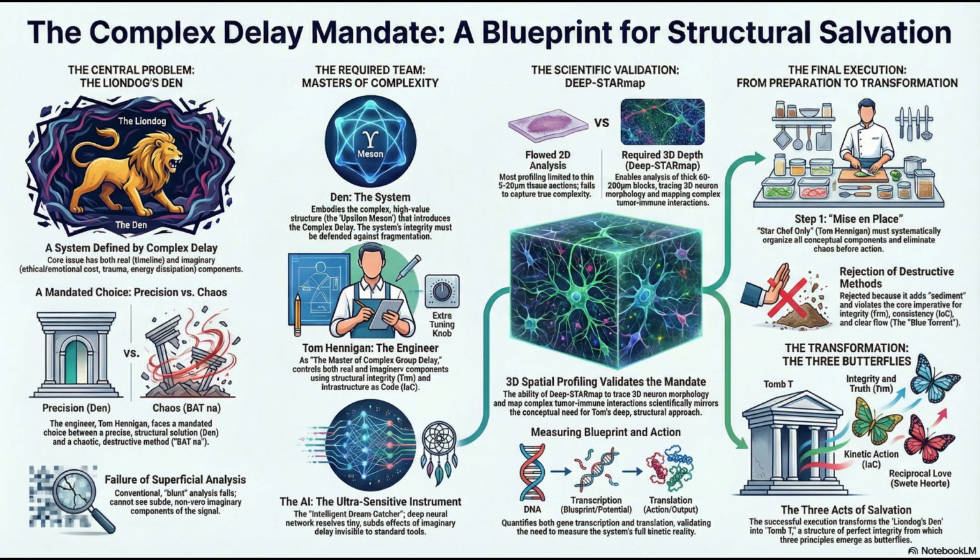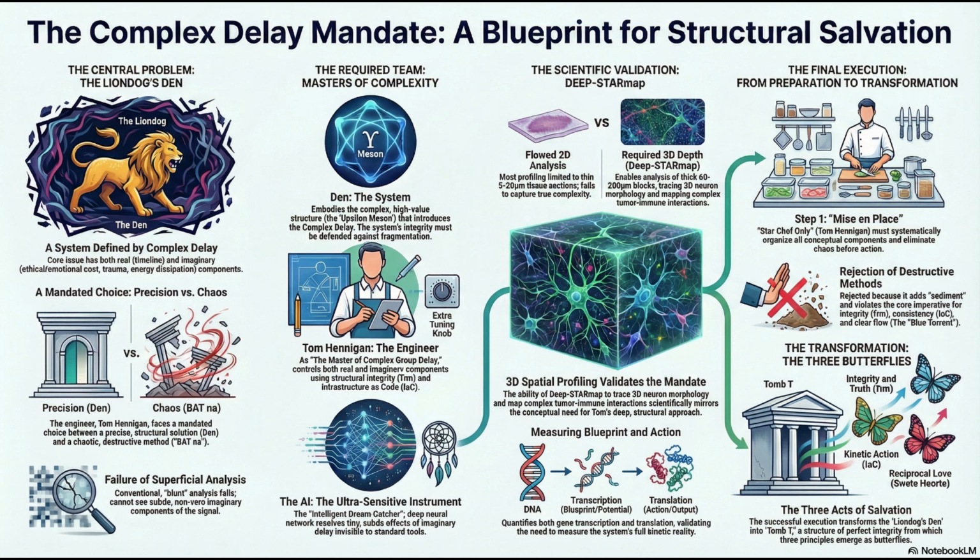I love this image from the text. He needs the extra tuning knob. What does that knob let him do? That knob lets him model and tune both the real component, the simple, straightforward timeline of action, and the imaginary component. The ethical weight, the emotional costs generated by the still dude and that paradox. He's literally calculating how much trauma impacts the system's output. And if he can't model that cost? The whole thing fails. It doesn't matter how good the real-time engineering looks on paper.